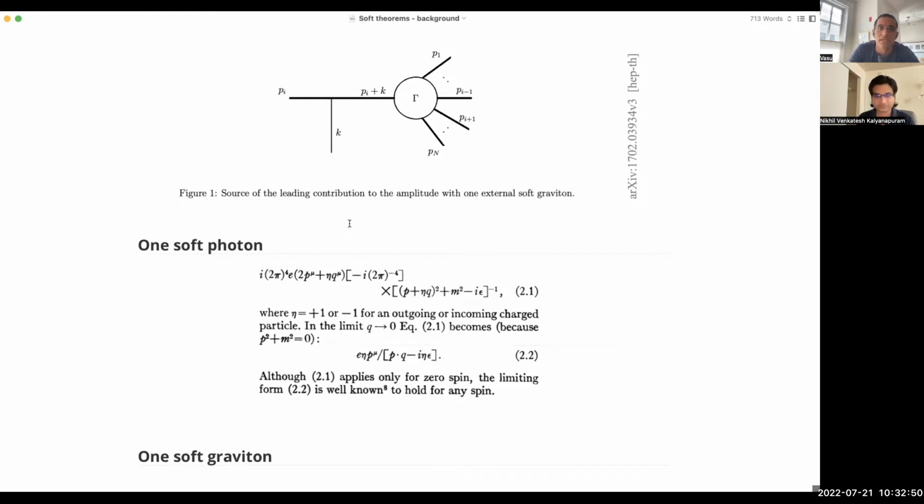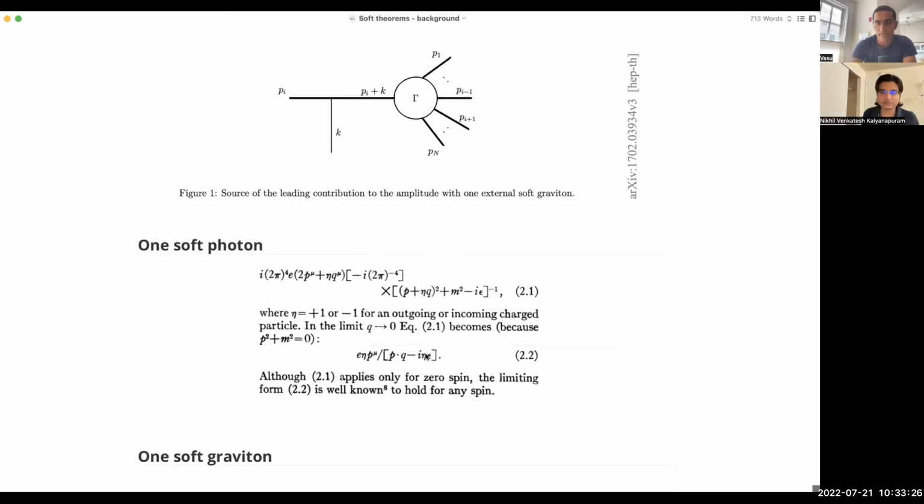So this is all a little bit dependent on the specific form of the vertex for a charged scalar interacting with the photons, scalar QED. But in the limit that we described, where Q goes to 0 and P squared equals minus M squared, that is, the external line goes on shell, we recover a universal factor here for the photon case. It's basically one power of the momentum multiplied by the charge divided by P dot Q shifted by i epsilon.